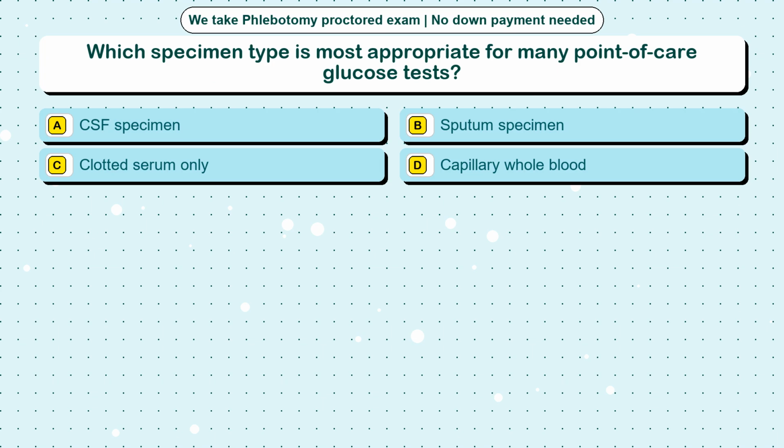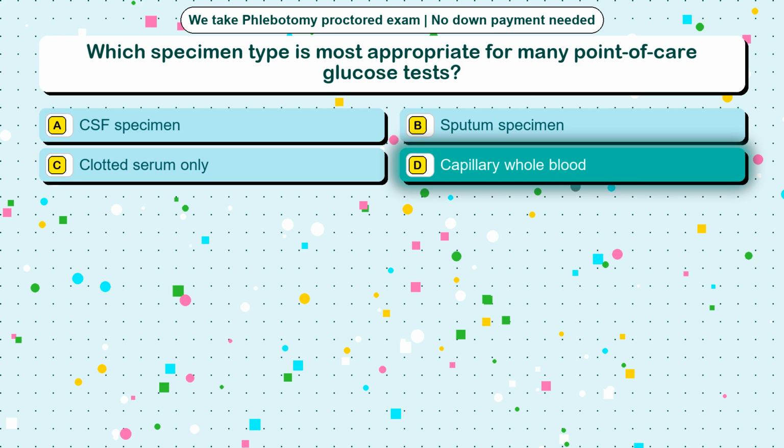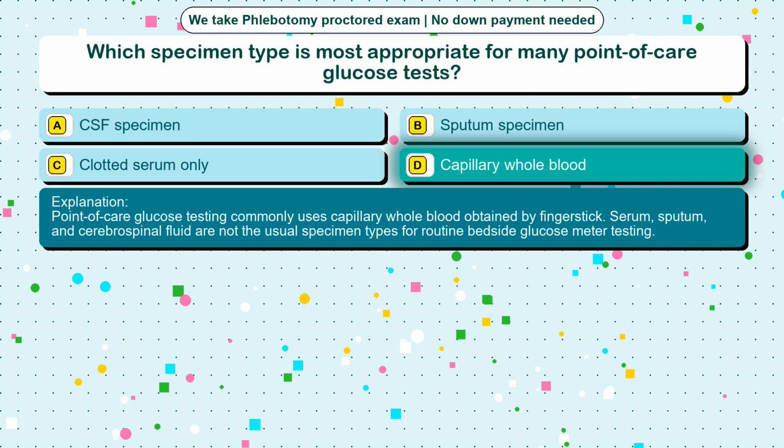Question 79. Which specimen type is most appropriate for many point-of-care glucose tests? Option A, CSF specimen. Option B, sputum specimen. Option C, clotted serum only. Option D, capillary whole blood. The correct answer is option D, capillary whole blood. Point-of-care glucose testing commonly uses capillary whole blood obtained by fingerstick. Serum, sputum, and cerebrospinal fluid are not the usual specimen types for routine bedside glucose meter testing.